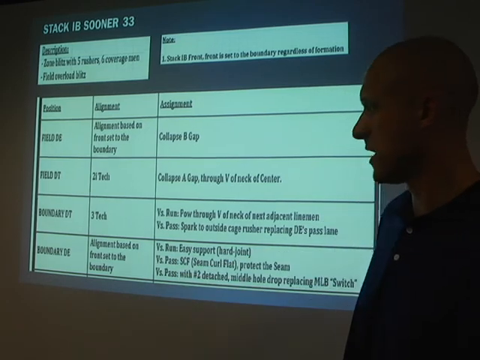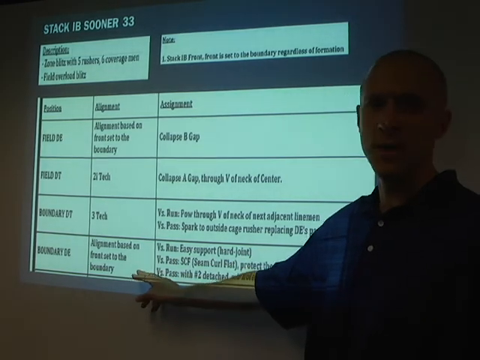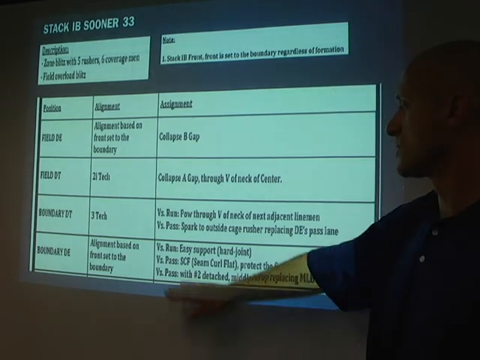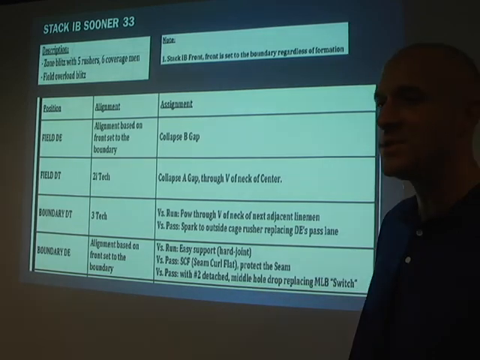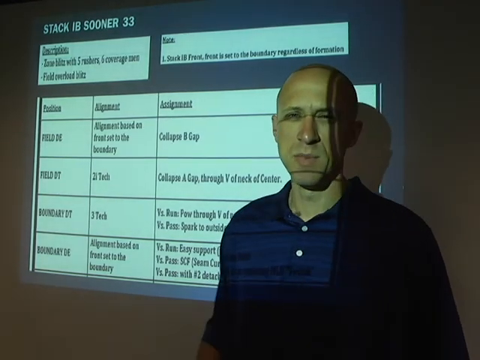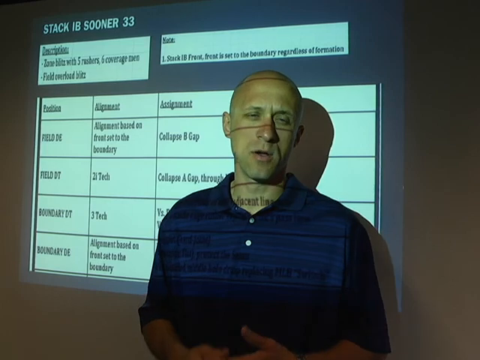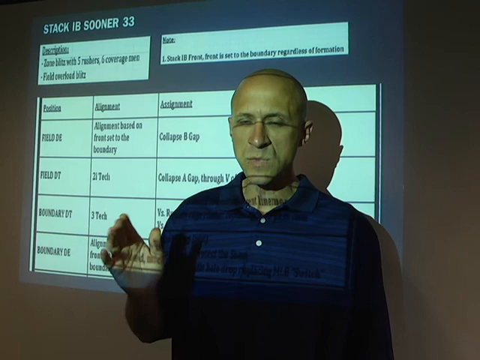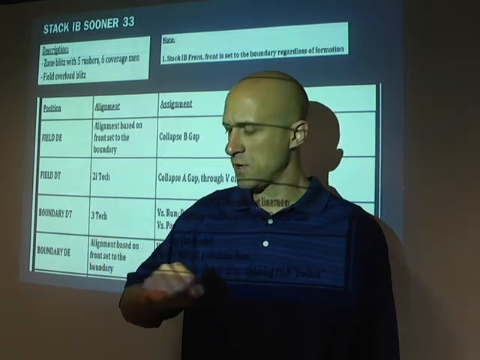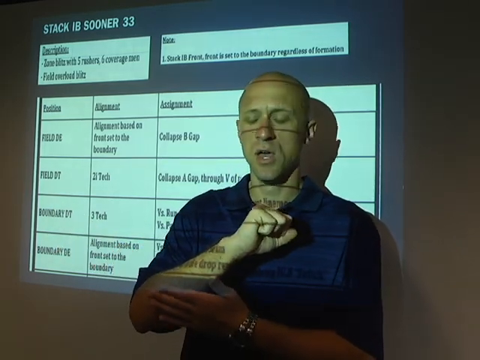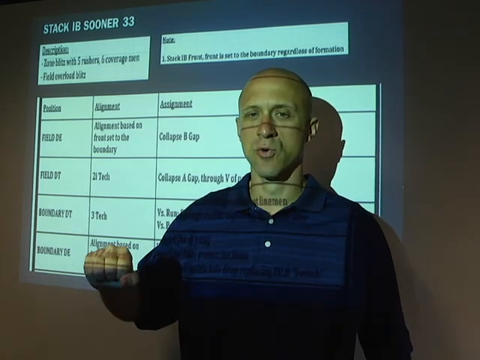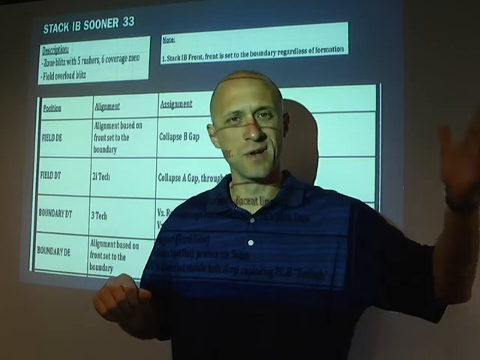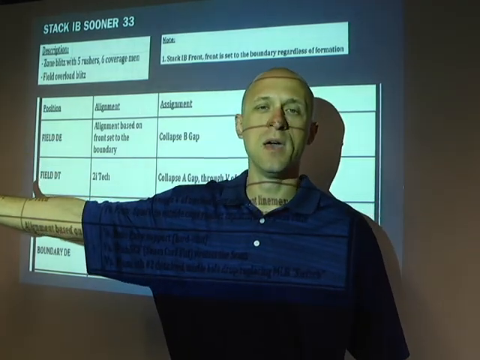The boundary defensive end, your alignment is based on the front set to the boundary. We'll get to a couple fronts here in a second, what they look like. Versus run, you are an easy support player, which means that you are the contain player. Where we're dropping 3, if you read run, your job is the hard joint. The technique that we call hard joint is using your inside forearm and making sure that nothing gets outside of you. So as you read run, you need to be in a position where nothing will get outside of you, to funnel everything back inside.